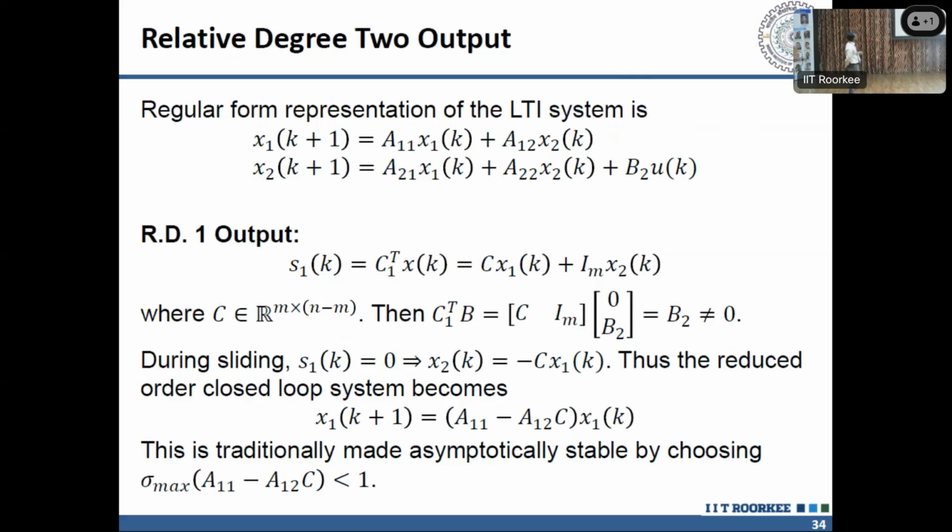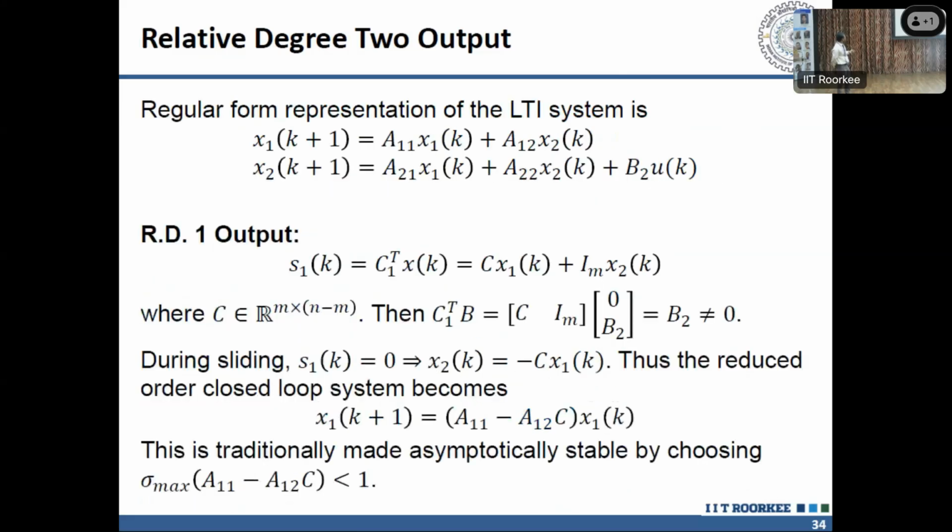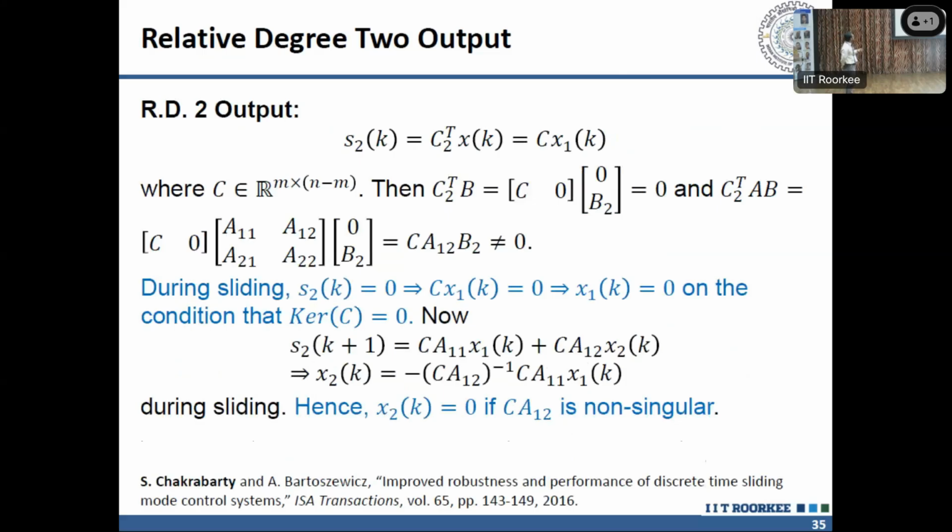In the case of RD2 out, we have only CX1K. The IM part is not there. Only CX1, because only then your C transpose B will be 0 if you choose the SK as CX1K only, and there is no part of x2k coming here. Then C transpose B is 0, and C transpose AB, if you do it, you will see it is coming out as CA12, and this will not be equal to 0. Why? We'll see there is some argument.